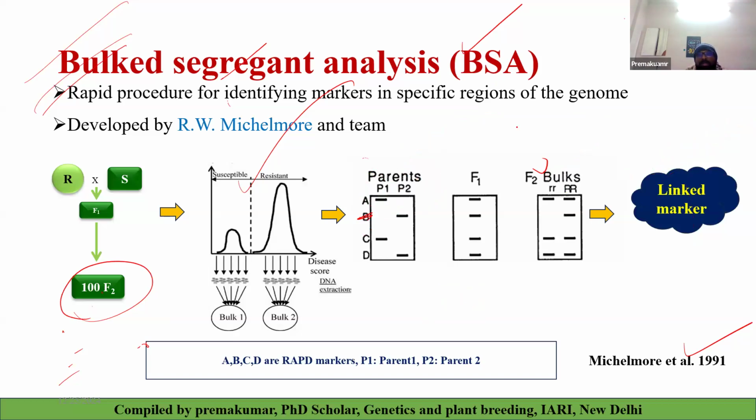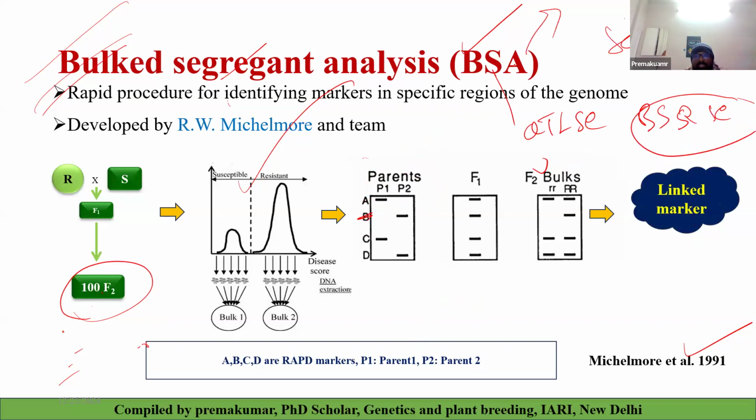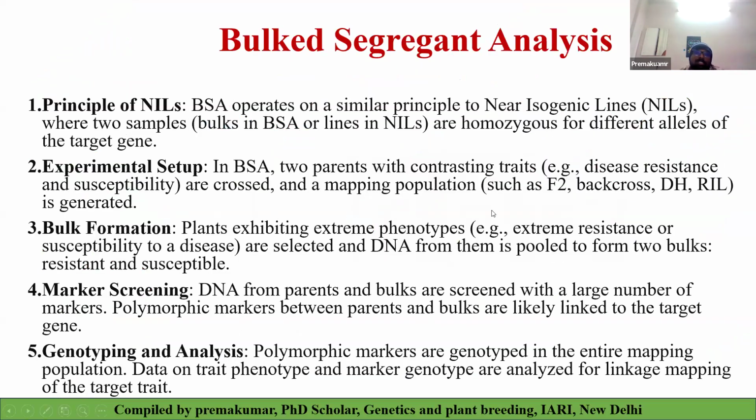Things like QTL-seq or BSR-seq, selective genotyping, selective GWAS, all are based on the core principles of bulk segregant analysis. If you are interested, please watch my video on QTL-seq and BSR-seq on YouTube. This is my first video. Please watch it. Okay. Then, what is the principle?